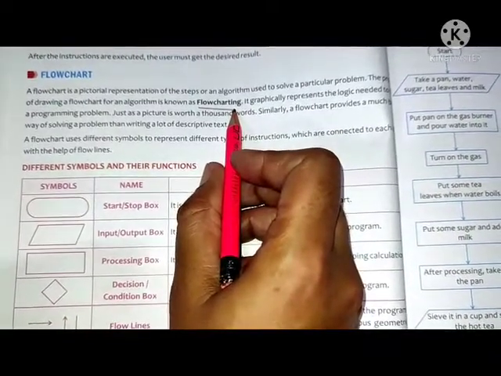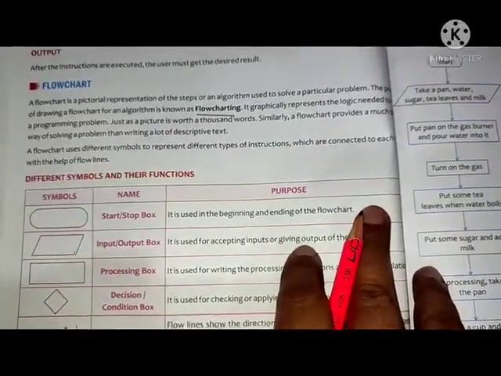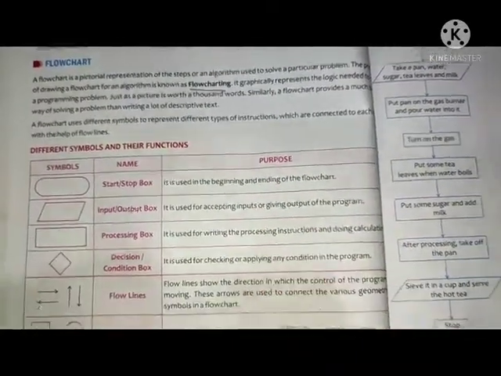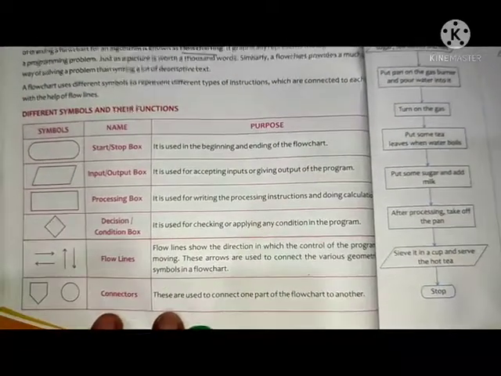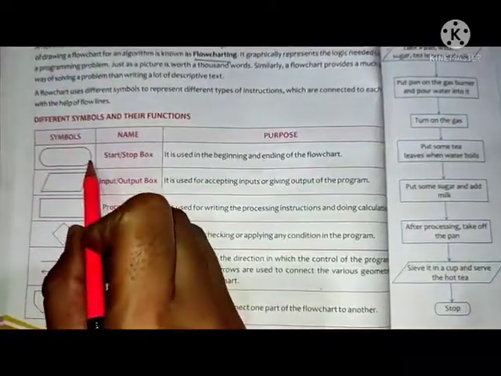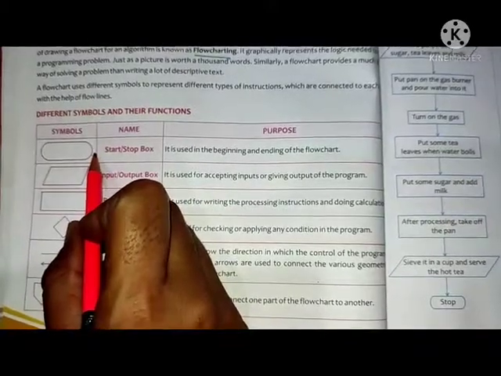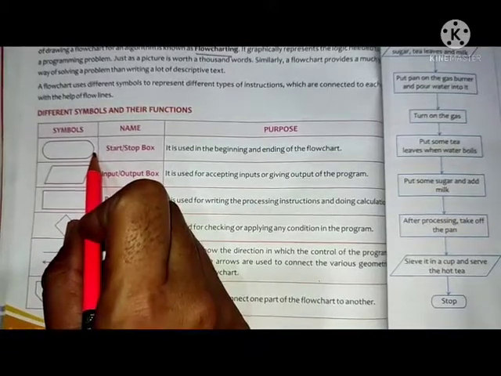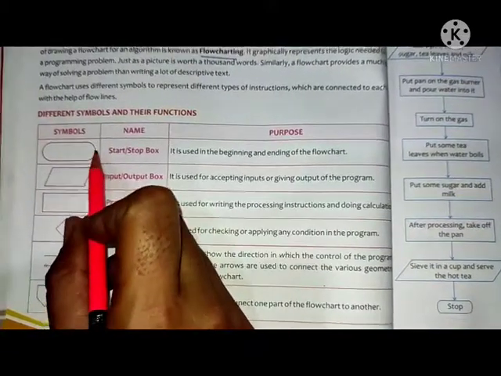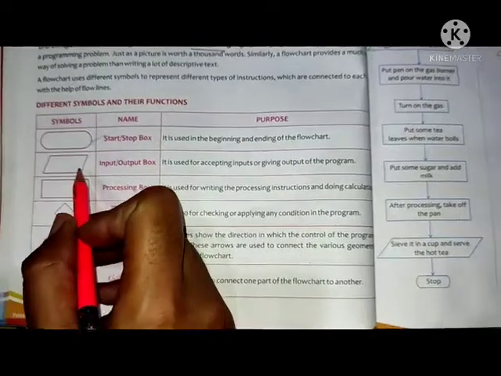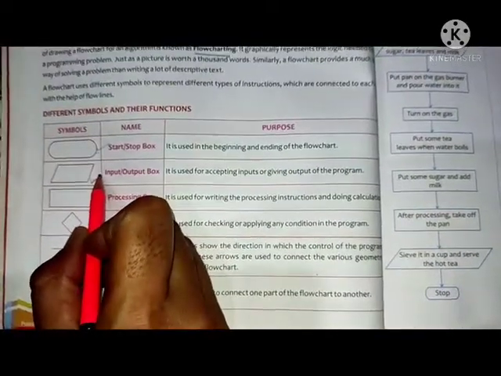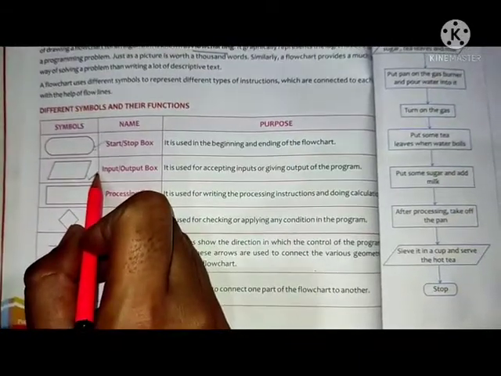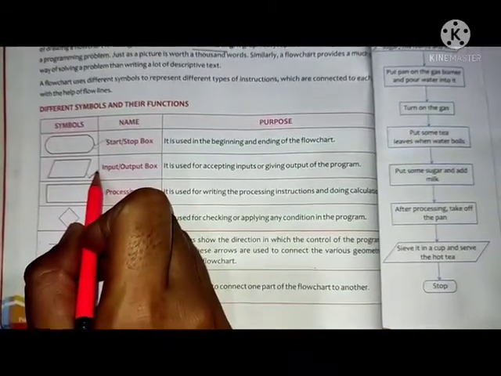Why do we use the flowchart? Because it's very easy to show the picture rather than to write 1,000 words for that. So what are the different symbols that are used in the flowchart? This is a symbol, that is the start and stop box. This is used for the beginning and the ending of the flowchart. At the starting and at the ending we have to specify this symbol. Second is the input output box. This box is used for accepting the inputs and displaying the result, giving the output of the program.